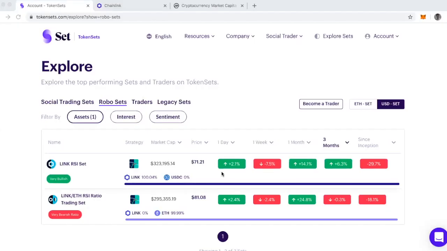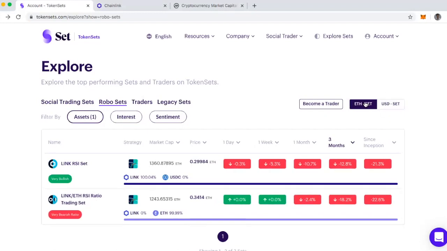So now that we understand how the two different trading strategies work for these robo sets, let's compare their performance. If I'm looking at just the two of them and I go back in the past 3 months, you can see here that the Link RSI set, the one that swaps between Link and USDC, has outperformed the Link ETH RSI ratio by about 6%. And this is all being measured against USD. If I flip it to Ether, Link has been underperforming ETH, it looks like, in this 3-month time period. And so still the Link RSI set outperforms this other Link set.